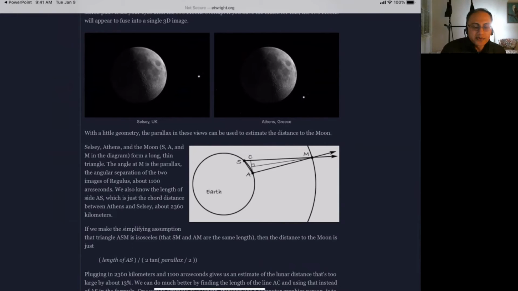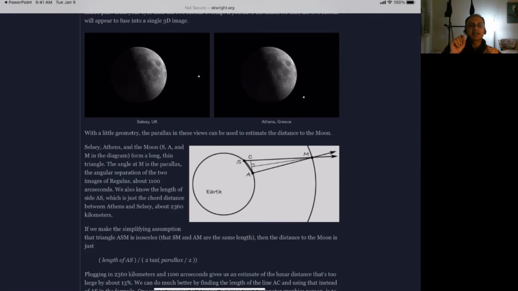And you can see the moon, and you can see the star Regulus, which is that little white spot on the right. The other picture is taken from Athens, Greece, and you can see that the star Regulus is at a slightly different location. The position of Regulus will not appear to change because it's way too far away, but the position of the moon will look a little bit different because it's much closer to us. If you're looking at it from two different vantages, the position of the moon will look slightly different, right? And you can very clearly see that in these two images.